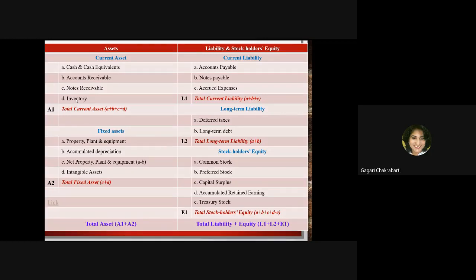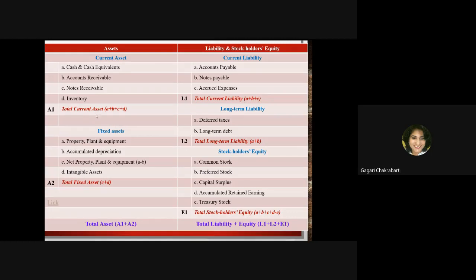So inventory. It is also short term, and of course it's an asset. So the total current asset is the sum of all these four items. So that gives us the total current asset.